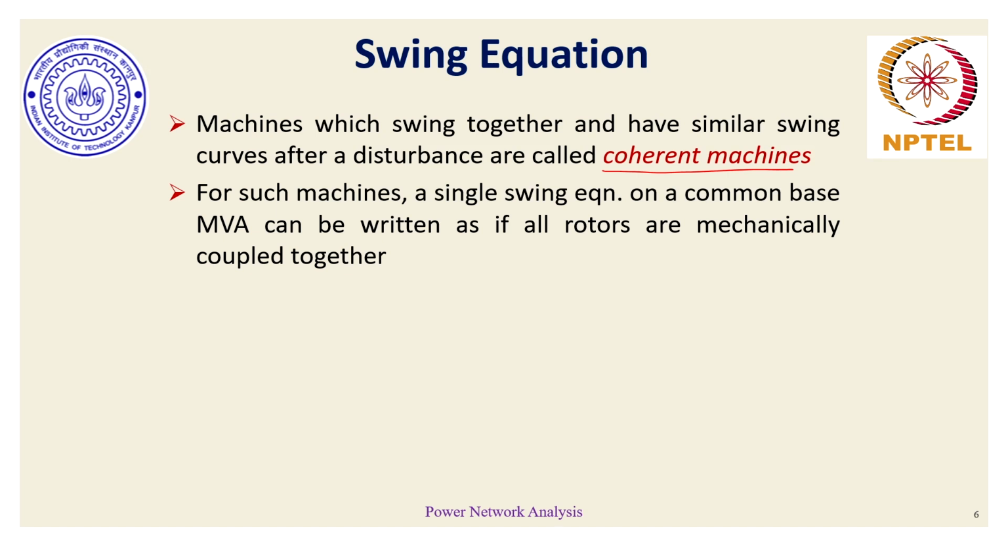So if we can identify such swing equations on machines, there are ways of identifying such coherent machines. There are different studies involved with that. We'll not discuss those at length. But suppose we identify such a set of coherent machines, where these coherent machines are maybe 2, 3, or 4 in number. We'll consider the case of 2 such machines which are coherent with each other.